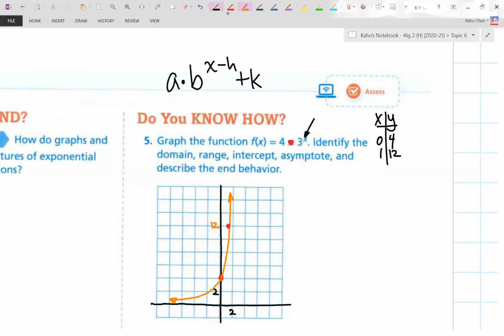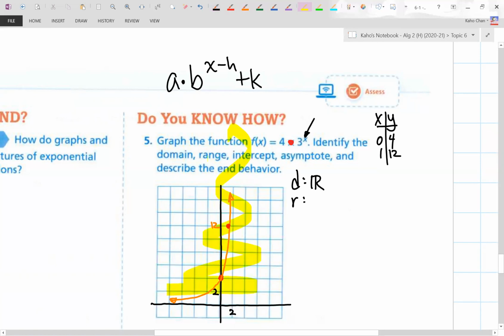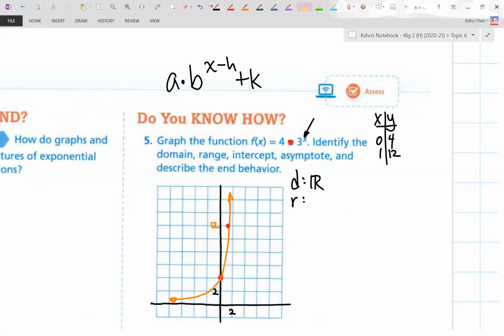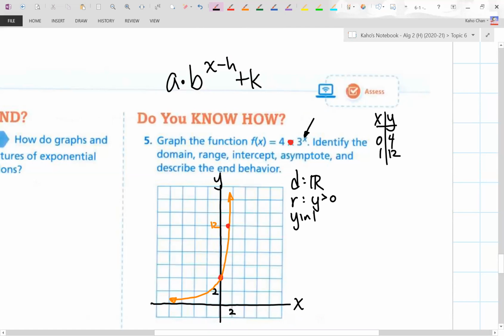The domain is all real numbers. That's easy. We've done that a few times. The range, it looks like everything's above the x-axis. It's going upwards. So my range is y is greater than, just greater than 0. Nice.